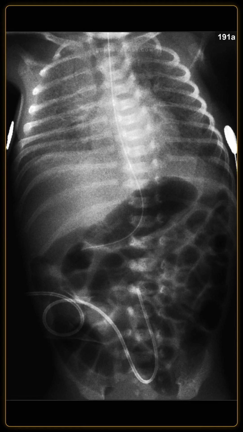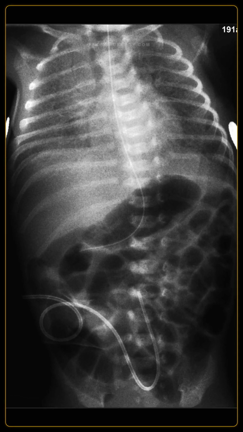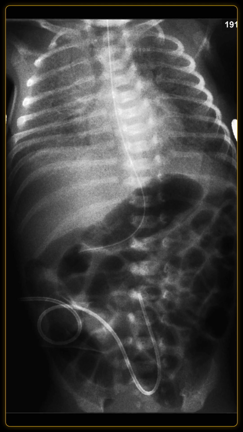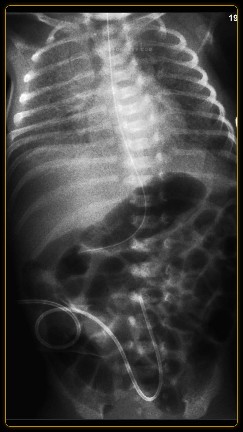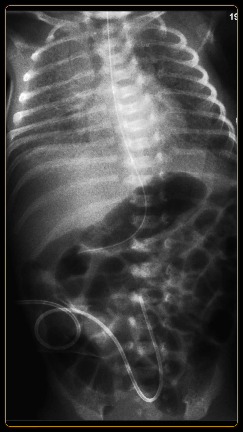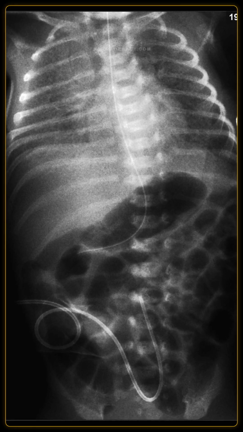A 29-week premature neonate presents with progressive expiratory grunting and retraction shortly after birth. I'm showing you a series of chest radiographs from this infant. Describe the findings on the initial film.